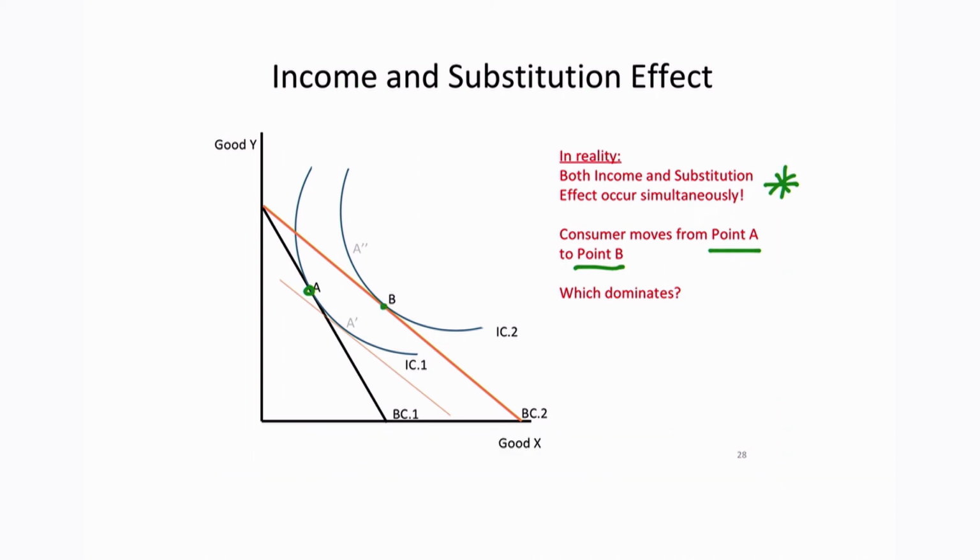When that happens, we see that definitely we are consuming more of good X. We'll call this XA and XB. But which of the effects dominates? Well, here is YA and here is YB. So what this tells us is that yes, we consume more of good X, but less of good Y. In that case, the substitution effect is dominating.